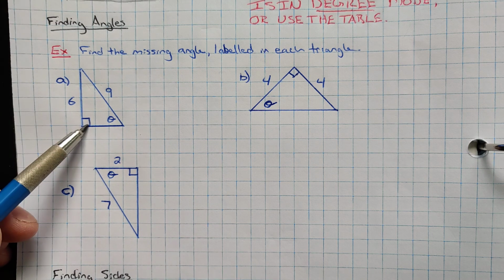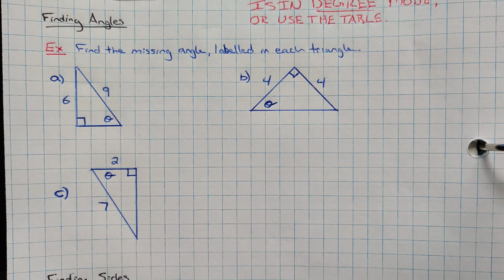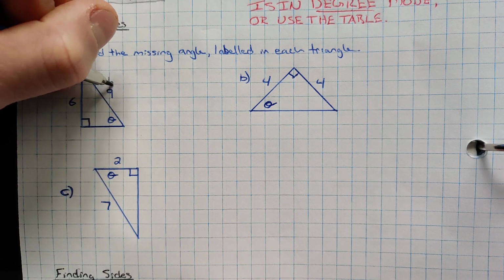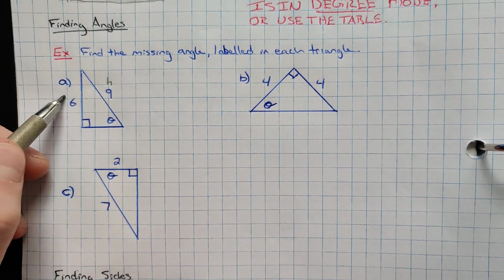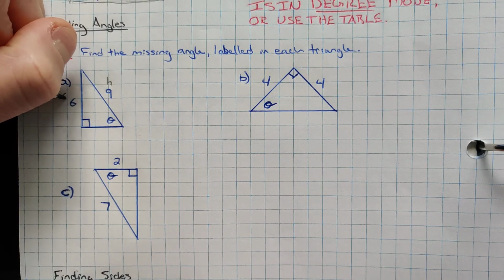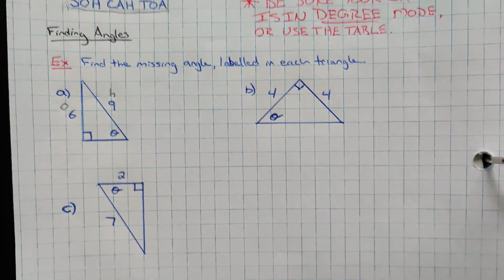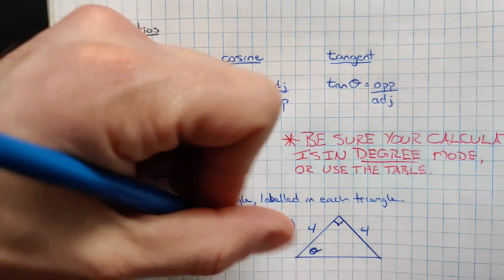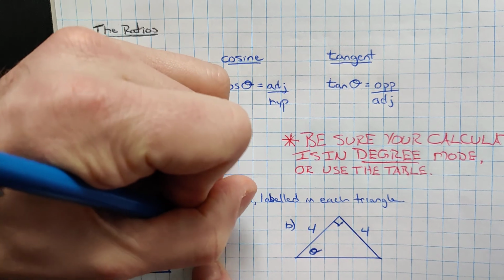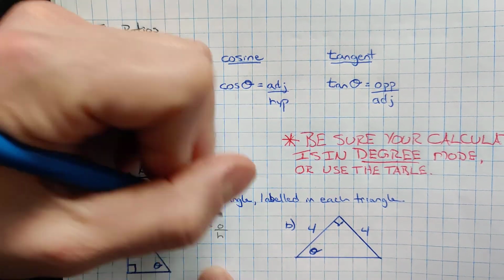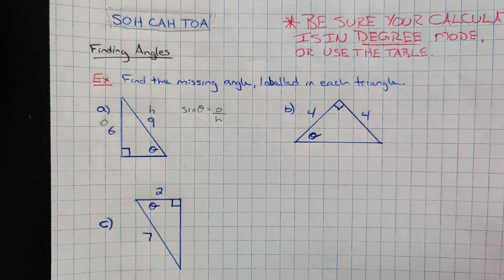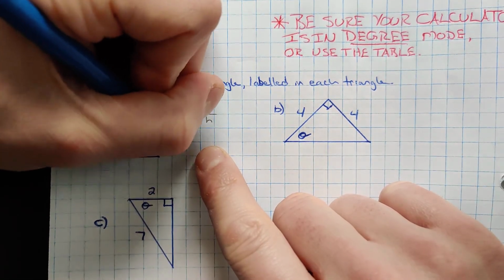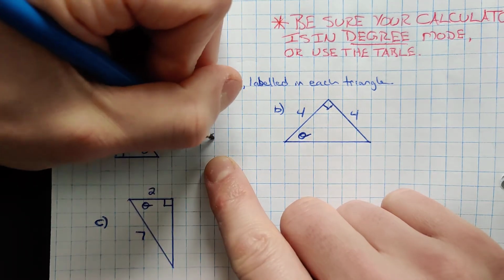So here I have a right triangle, and the first thing I need to do is label it, and then I can pick my formula. So here's my hypotenuse, and then the 6 is across from the angle, so it's opposite. So O and H are the two sides. There's my angle. So O and H, that's sine, opposite over hypotenuse. So sine theta is O over H. And now I just fill in those values. Sine theta equals 6 over 9.